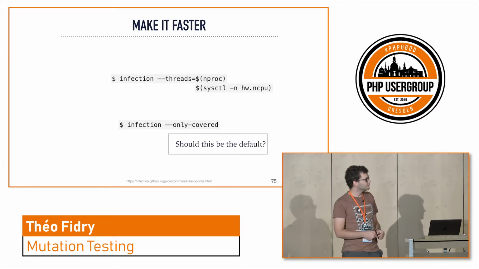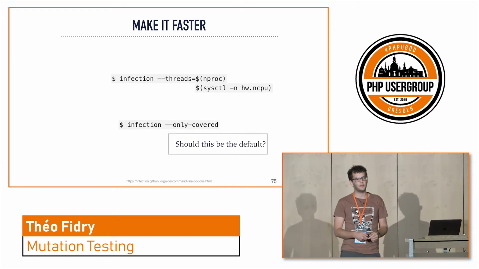To make it faster, you can use threads. We don't do it by default because there's a lot of PHP code that doesn't work with threads, unfortunately. So that's the reason why, but if it does, especially with the unit tests that should work with threads with no problem, you can use that command. If you're on OS X, it's a slightly different one, but the idea is you just take a number of processors.